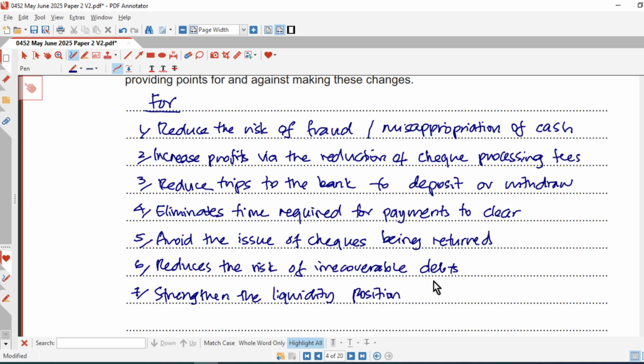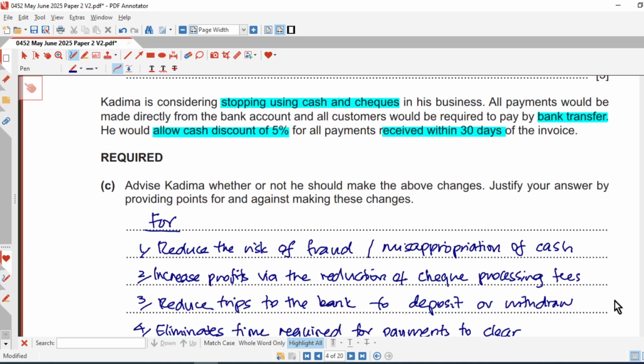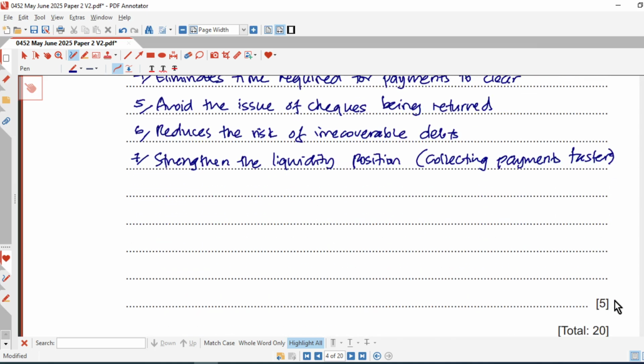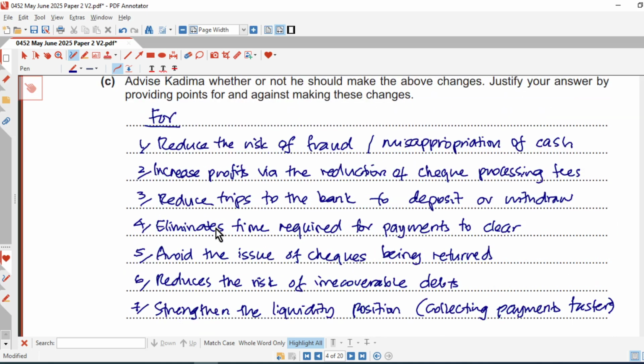Why? Because we are collecting payments faster. Instead of letting your receivables hang on for like 2 months or 3 months, we get the payment in within the first month. So your liquidity is going to be much better. Okay, now that's way more than enough points for making the changes, right? So it should be very easy. It should come to you very straightforwardly.